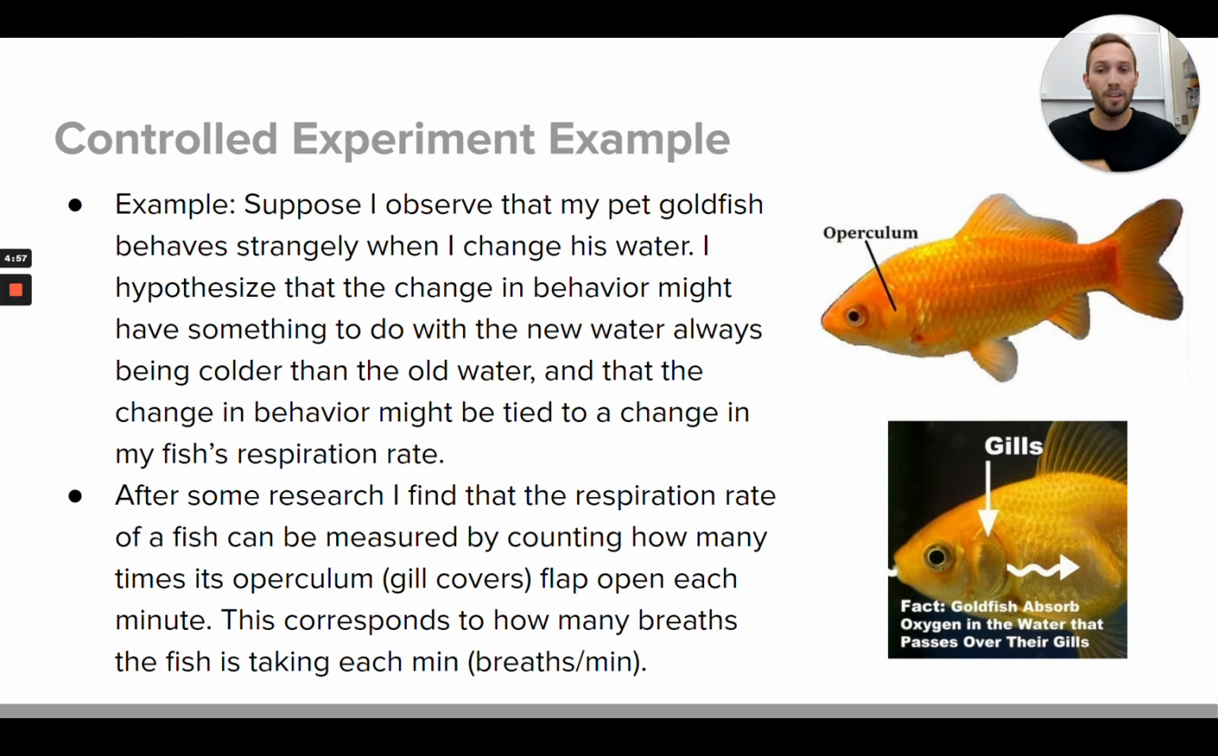which are its gill covers, flap open each minute. Kind of like your respiration rate is how many breaths you're taking per minute. For a fish, specifically for a goldfish and lots of other fish, they have this structure called a gill cover or an operculum, which covers their gills, but it actually flaps open and close as water is being taken in by the fish and used to breathe. And so I could count how many times it's opening and closing to figure out its respiration rate and how many breaths it's taking per minute.